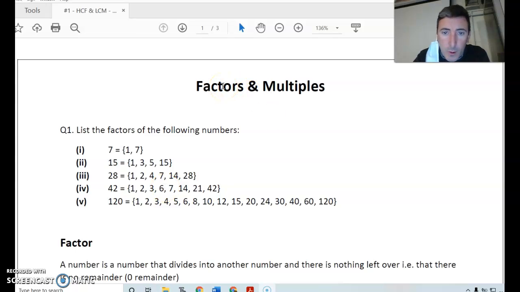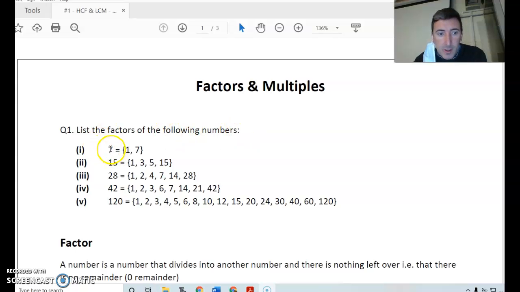Okay, so just a few notes here on factors and multiples. Question one, list the factors of the following numbers. We had a look at some of this stuff last week when we were in class, and one or two of you missed some of it, so that's why I'm just going over it.